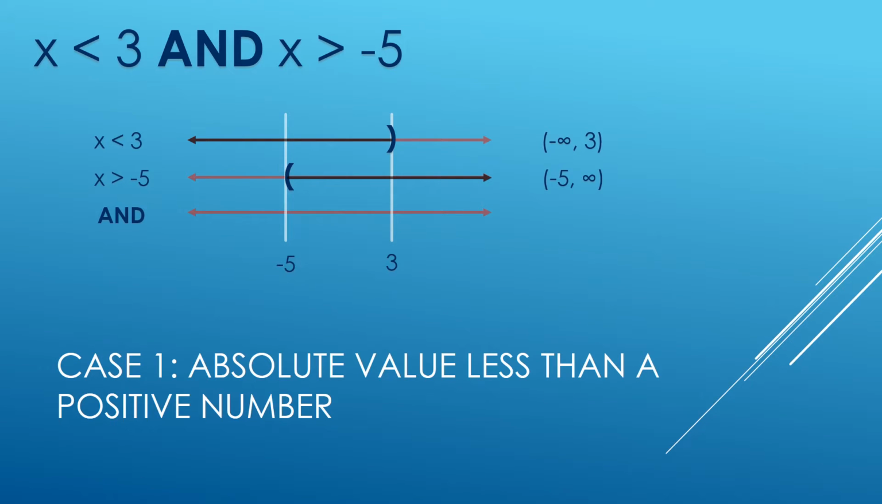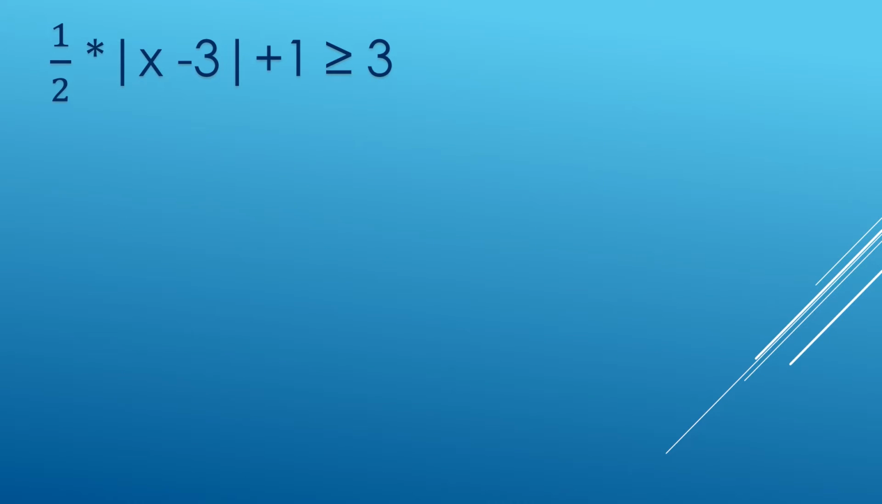This was the AND operator, which is the intersection of line 1 and line 2. This is the overlapping, which we can clearly see is all the points between negative 5 and 3. And again, we do not include the endpoints. Let's look at another example. 1/2 the absolute value of x minus 3 plus 1 is greater than or equal to 3.